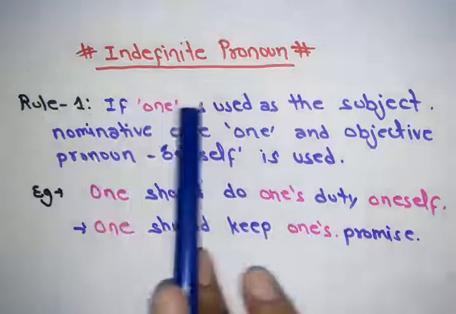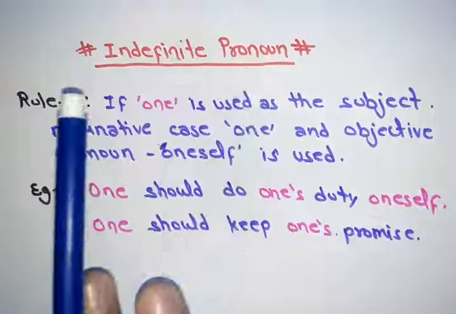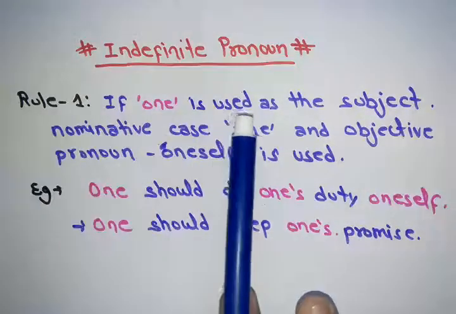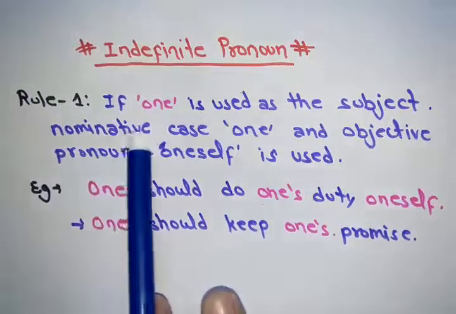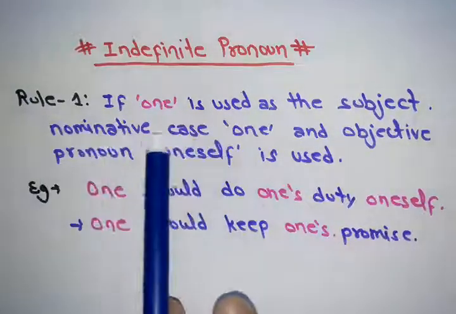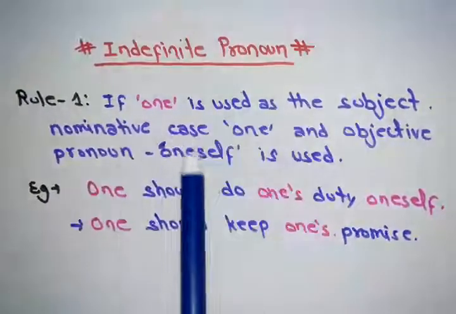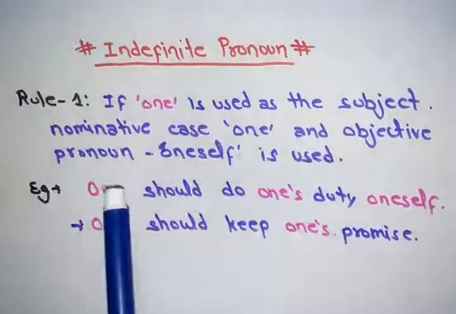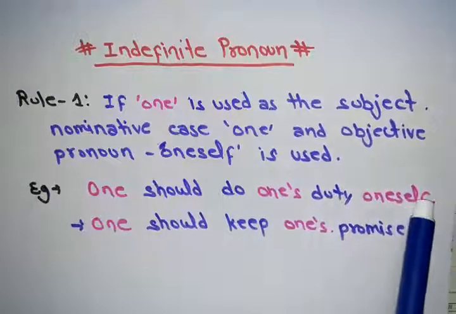This is the last pronoun of all pronouns, the indefinite pronoun. Here there is only one rule and two examples. If one is used as the subject, the nominative case, meaning he, she, it, they, these types are the nominative case. For the objective pronoun, oneself is used. For example, one should do one's duty oneself.